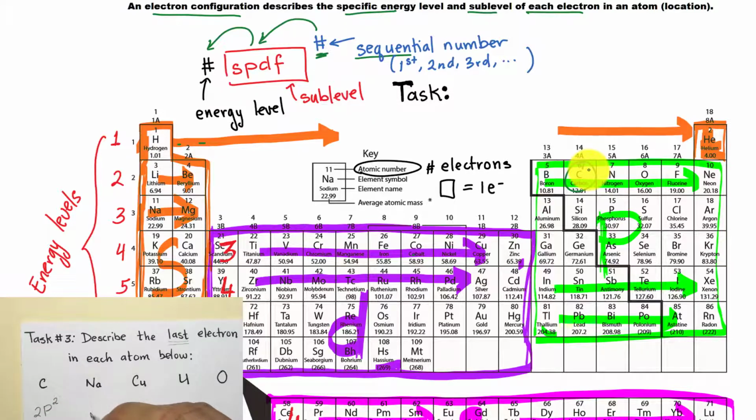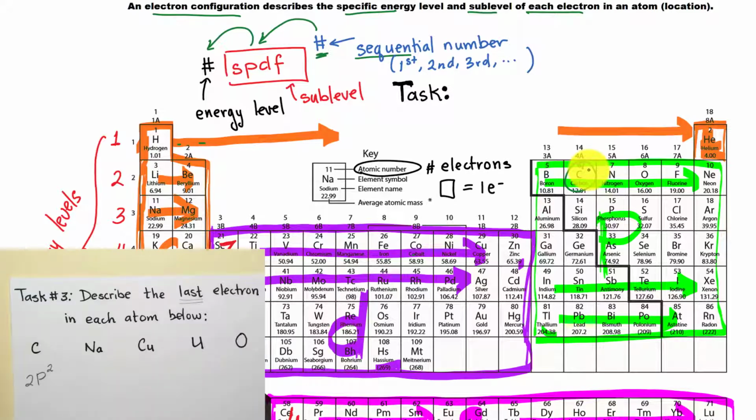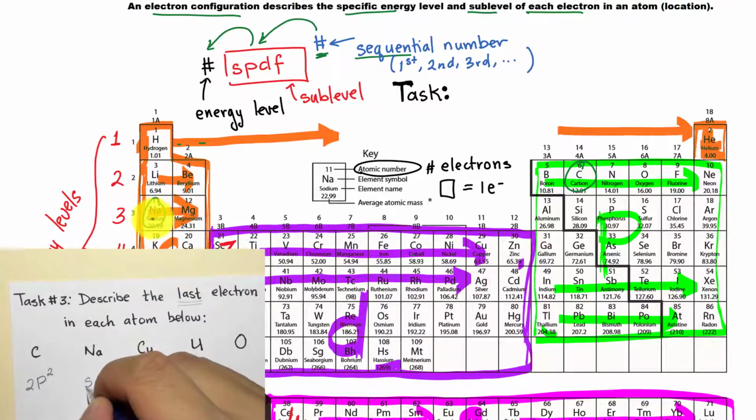What about sodium? Sodium is right here, okay? And we know that this is in the S sublevel, and this S sublevel belongs to period number 3, so that's energy level 3. And what is the sequential order of the electron in this S sublevel? This is the first one. So there you go, we have 3s1.